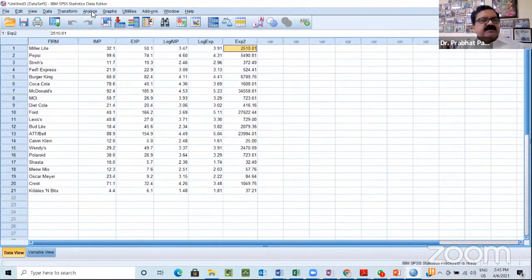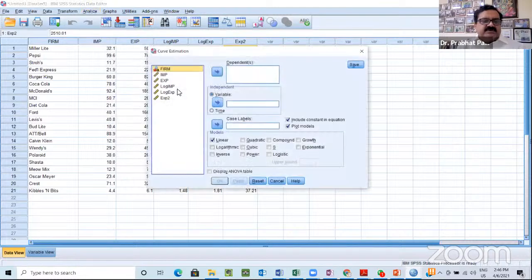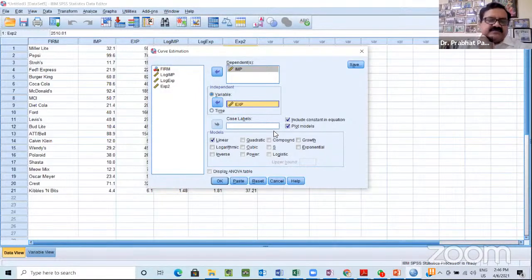There is another way to look at all this. I'll just show you, this is very interesting. Go to regression, and instead of going to linear, go to curve estimation. There is a button over here. When you go to curve estimation, it asks what your dependent variable is. My dependent variable is IMP, and my independent variable is EXP. Then it asks, do you want a constant included in the equation? I said yes. Do you want to plot the model? I said yes.